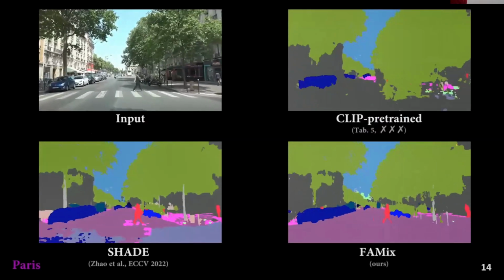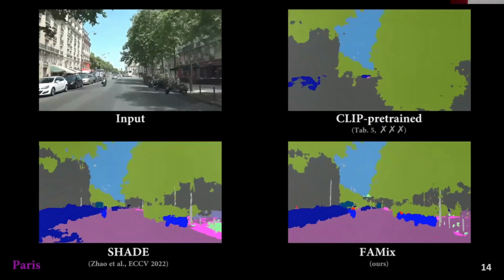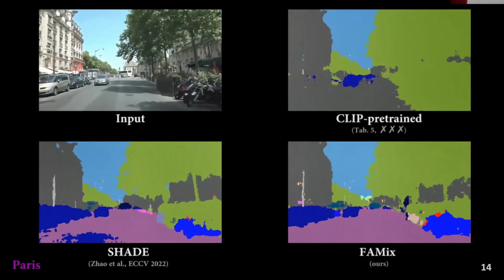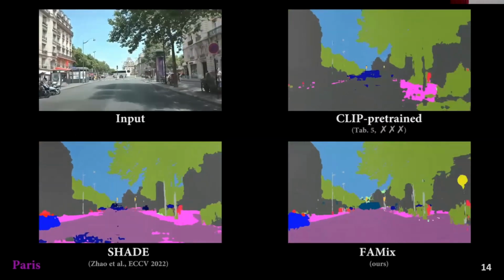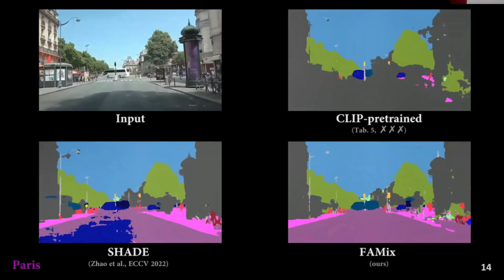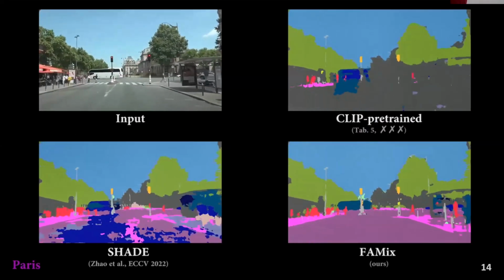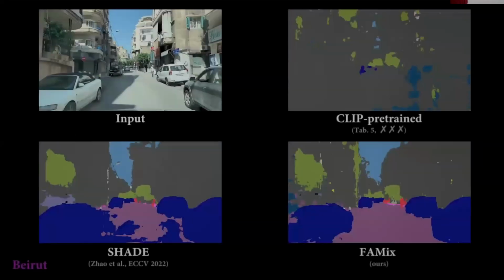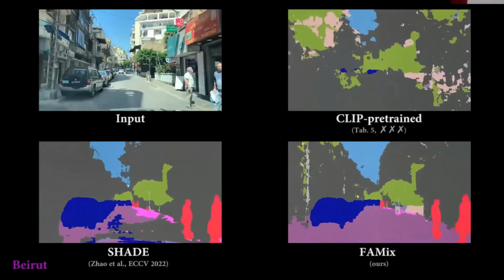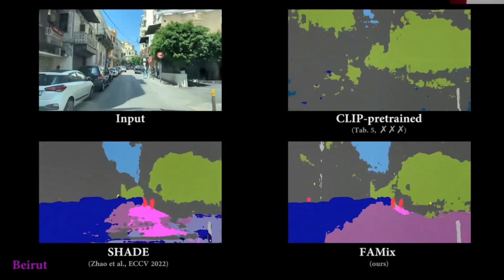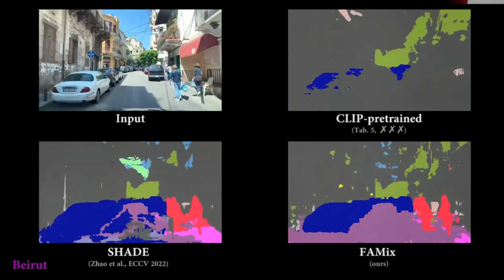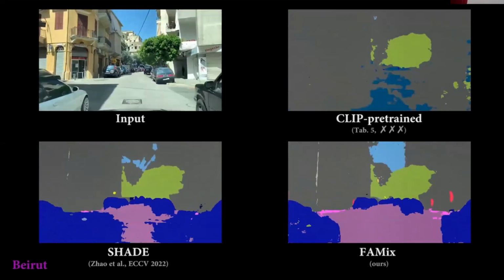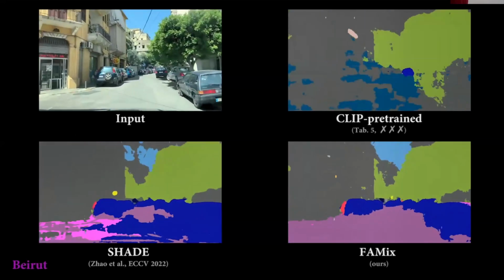Let me show you a few qualitative results. You can see that the Famix output, our method, is actually less flickering than the baseline SHED or the CLIP pre-trained. But it's still not a very clean semantic map. Remember that this is a zero-shot and domain generalized setting, so we don't have any information to fine-tune and get a smoother semantic map.